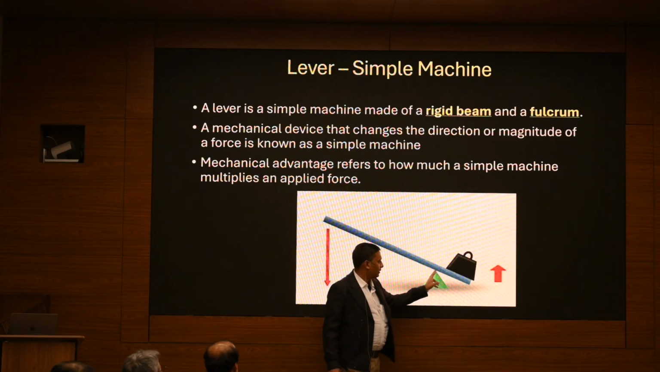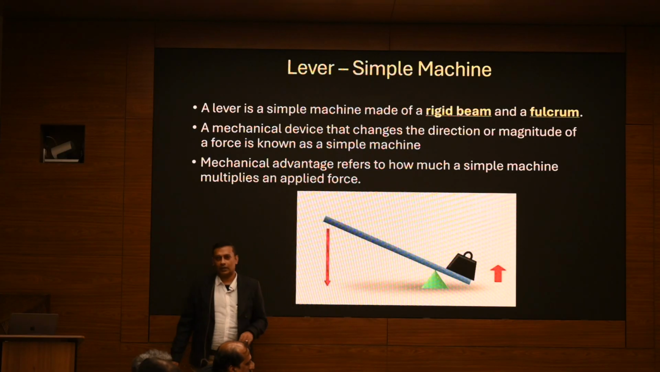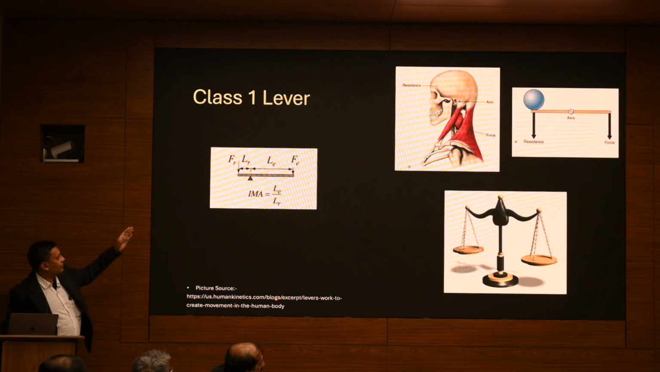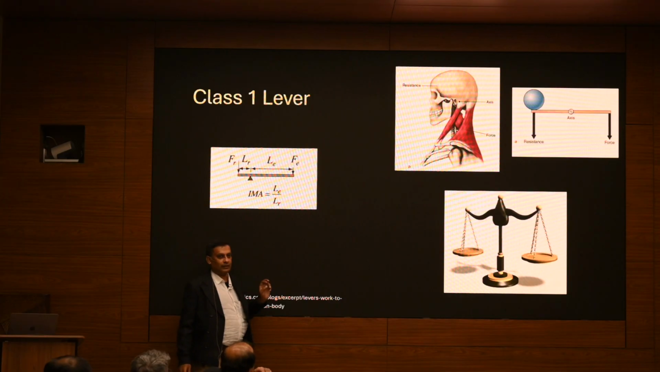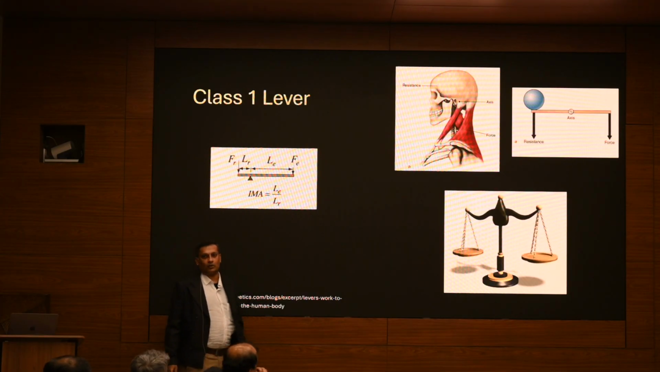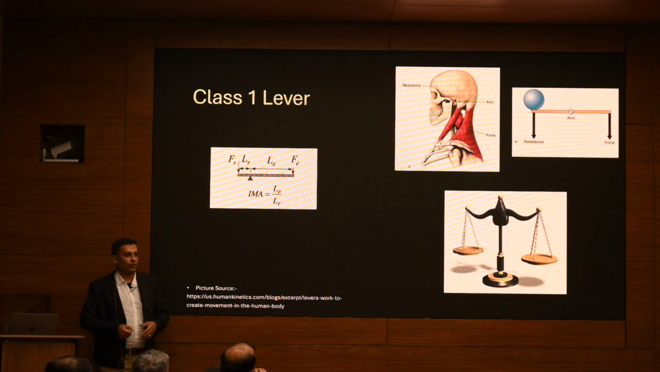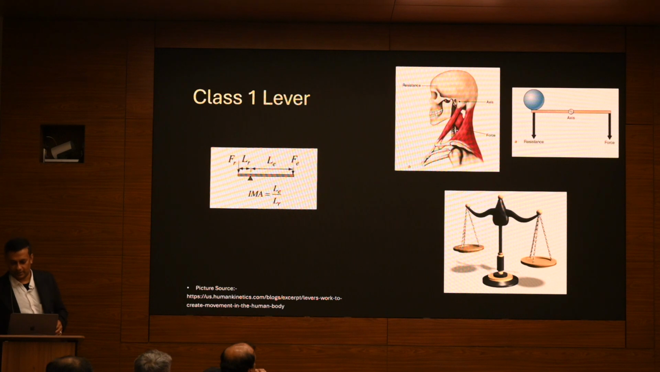So from here to the load is called the load arm, and from the fulcrum to the effort is called the effort arm. Any lever, the efficiency of any lever is directly proportional to the effort arm and inversely proportional to the load arm. If the effort arm is longer, the lever is going to be more efficient. If the resistance arm is longer, it is going to be less efficient.